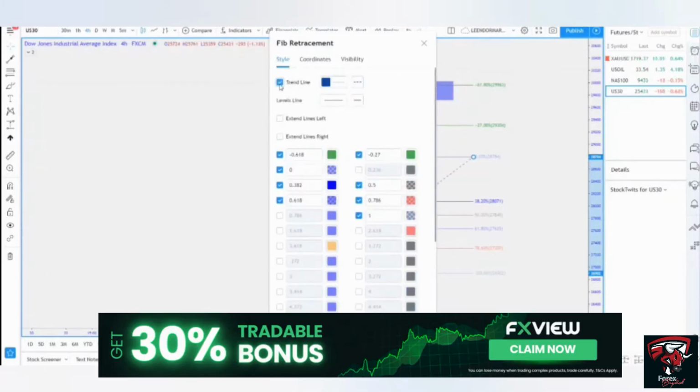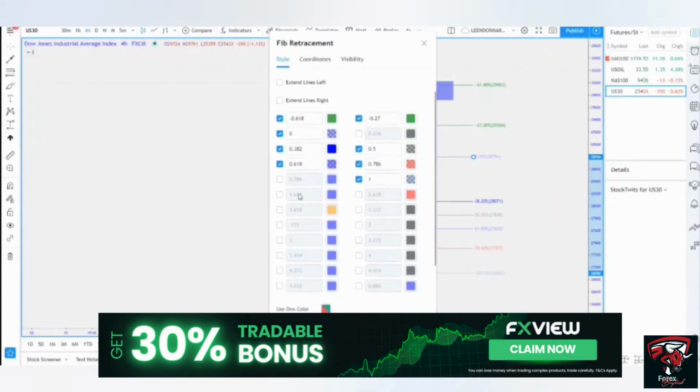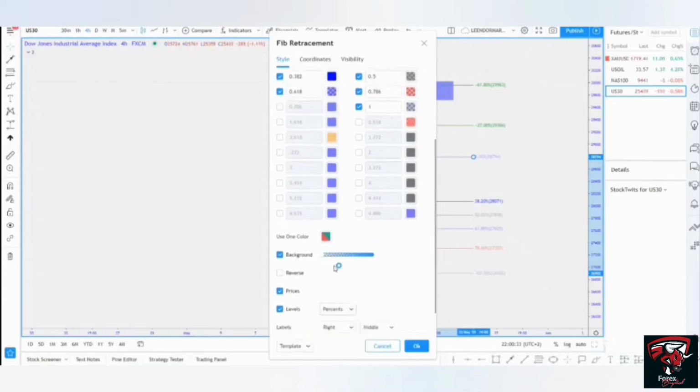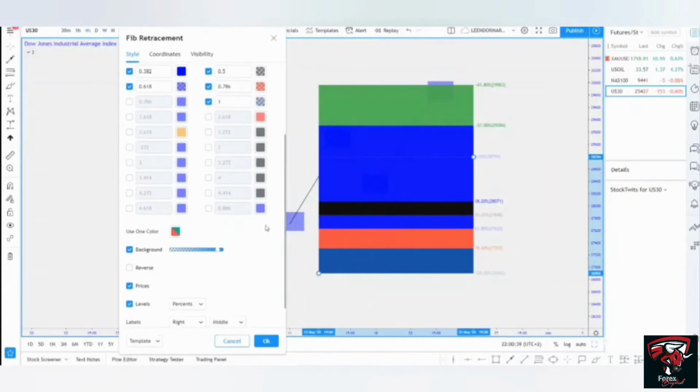You don't mark that out, you actually unmark that, and then you've got all these levels on the screen. Please do take a screenshot. If I'm moving too fast, you can rewind and get these levels properly. And on the background, make sure it's at 0, because a lot of people will have it like that, which is what I don't want to see on the charts.